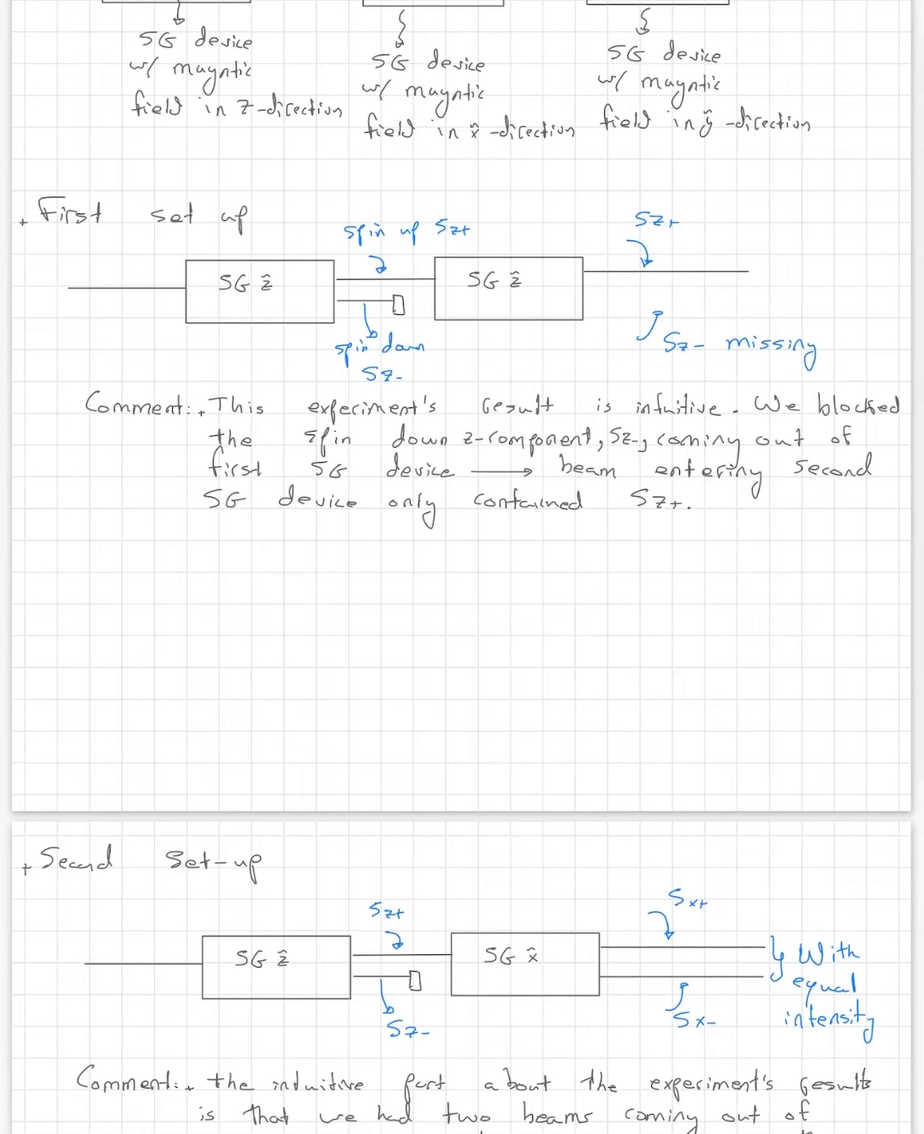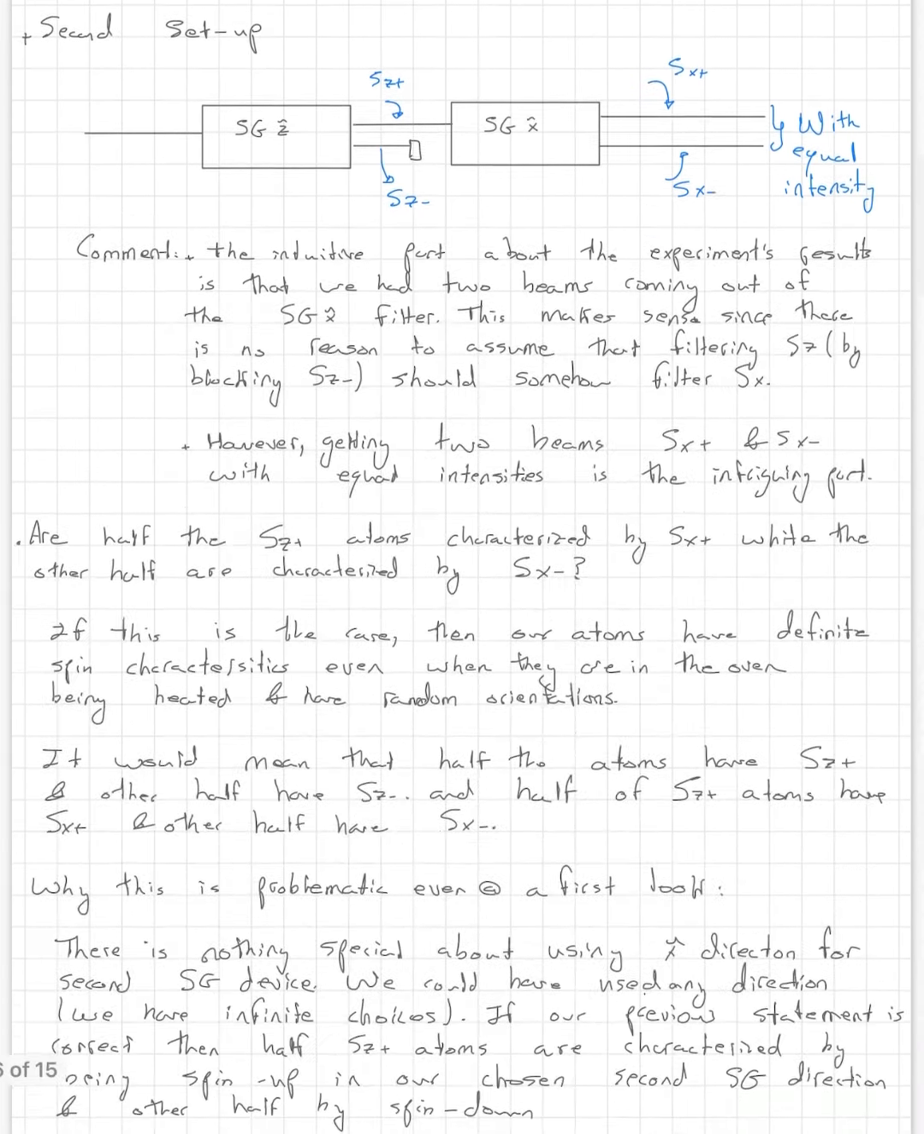So the results of this experiment are pretty intuitive. We blocked the spin down component after the first Stern-Gerlach device, which means that only the spin-up beam was entering the second Stern-Gerlach device, so it makes sense that the final outcome is missing the SZ minus beam. So there's nothing weird going on over here. This is a result that we could have predicted naturally.